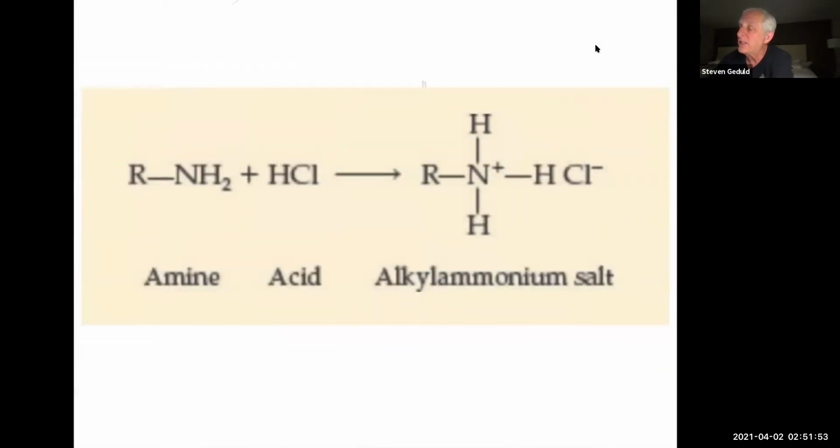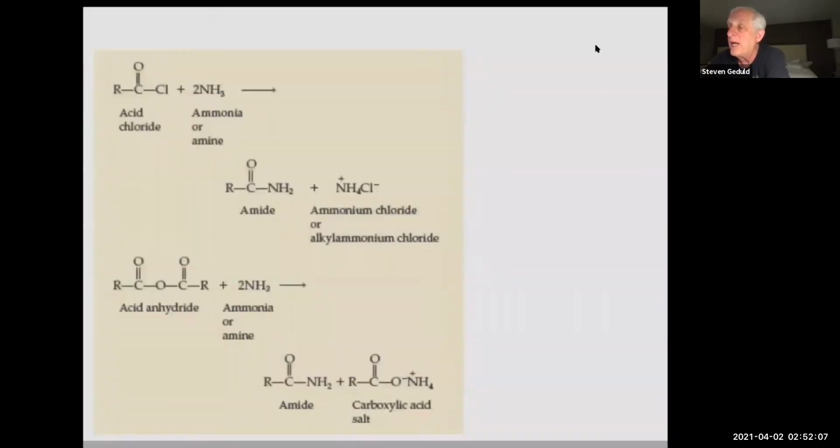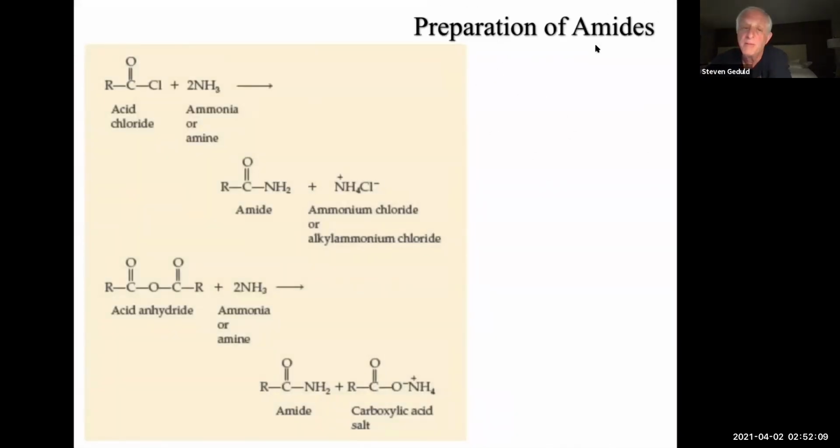An amine in the presence of acid forms an alkyl ammonium salt. Remember the H goes here, forms a positive charge, these are chloride minus, and then these two combine. Acid chloride and ammonia, or an amine, okay, produces an amide. It took two molar equivalents of the nitrogen compound to form the amide. Okay, and it forms the ammonium chloride salt or the alkyl ammonium chloride.